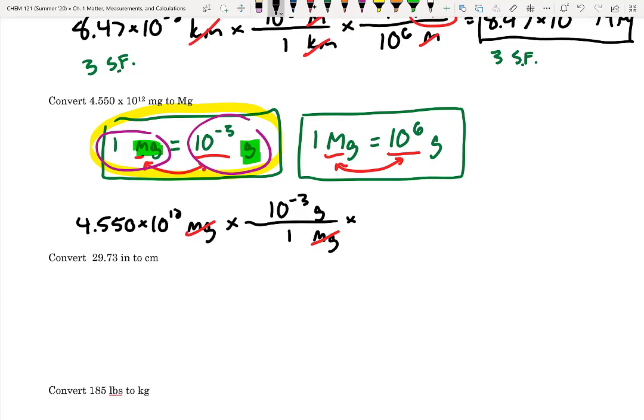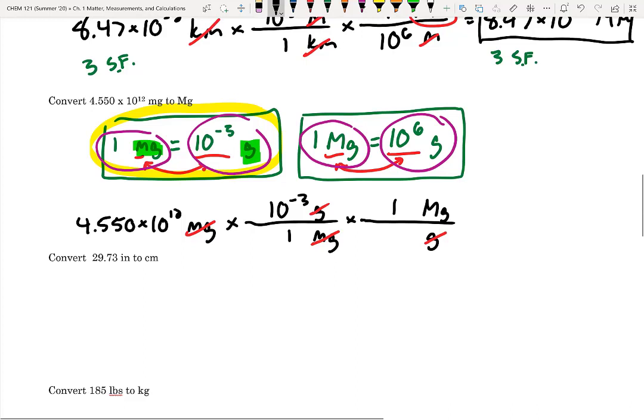Yeah, no problem. So now that we've got to our base unit of grams, I want to get my grams removed. So I'll put that on the bottom. That way they cancel. And we want our final answer to be in megagrams. So I'll put that on top. And in this case, one megagram has the one with it. And then 10 to the 6 is paired with the grams. Or sorry, 10 to the 6, not negative 6. So we'll put that on bottom.